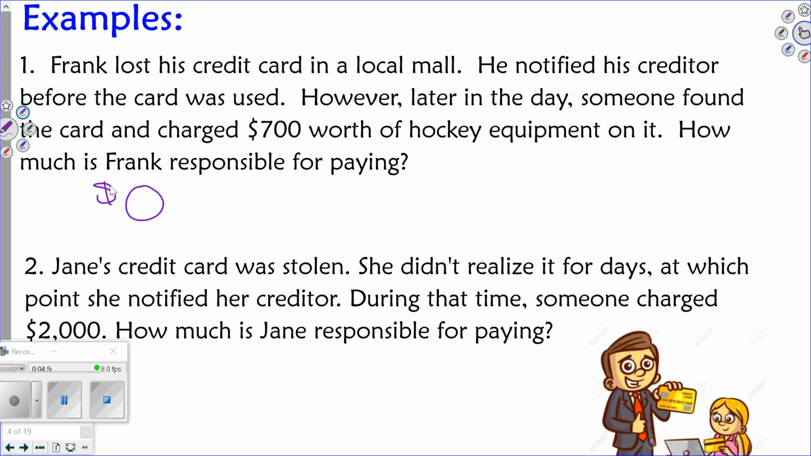$50. Had she let them know before it happened, she wouldn't have had to pay anything, but the maximum that you're liable for is $50. Which is kind of nice to know, though, right? Somebody steals your card, you're not responsible for all that.